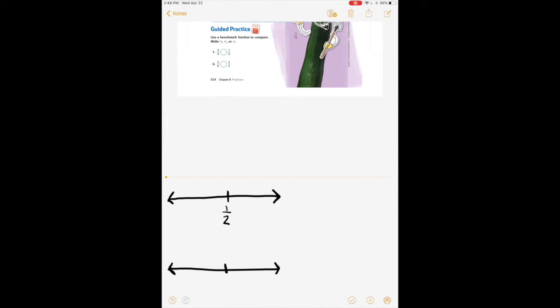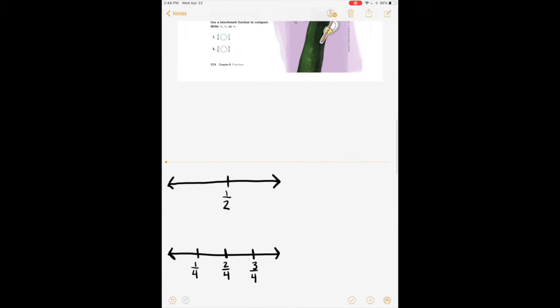Then I'm going to draw my number line for my fourths, and since my denominator is 4, I need 4 equal pieces. So I have 1/4, 2/4, 3/4, and then 4/4, which is equivalent to 1. Now I need to graph both of those fractions on my number line. So I'm going to change colors here. I'll change to yellow. 1/2 and 3/4. Well, you can tell just by looking at your number line which one is greater. 3/4 is greater than 1/2. So in that little circle for number 1, I would put a greater than symbol.